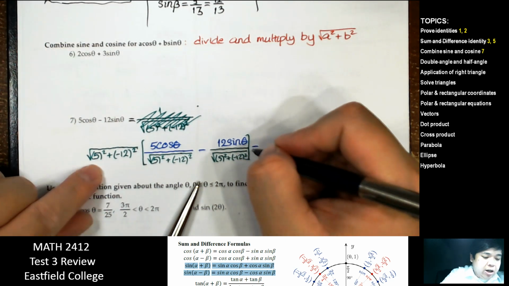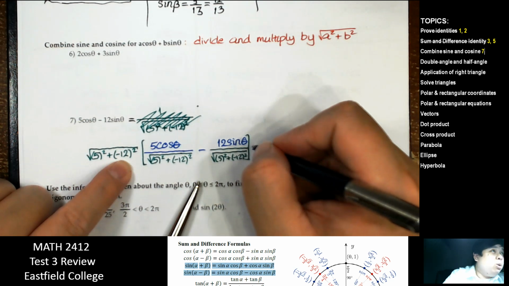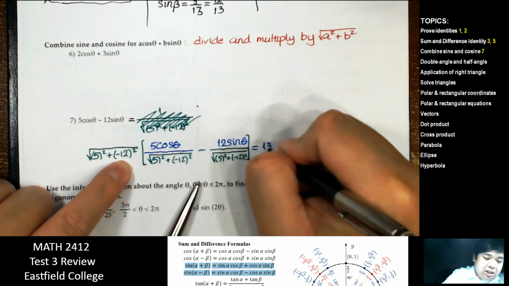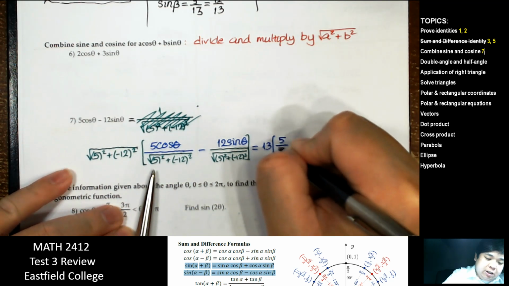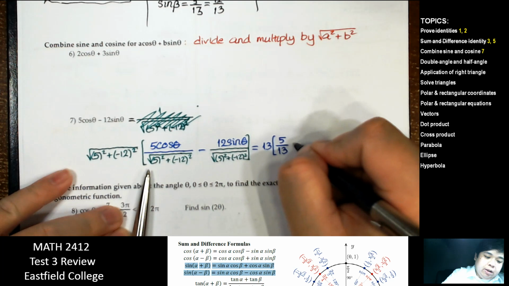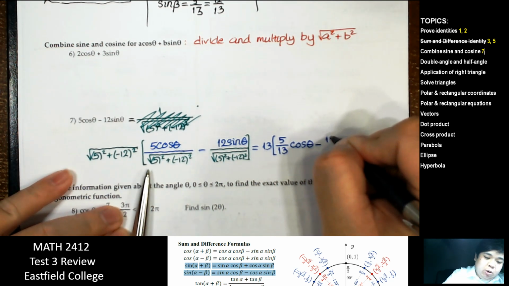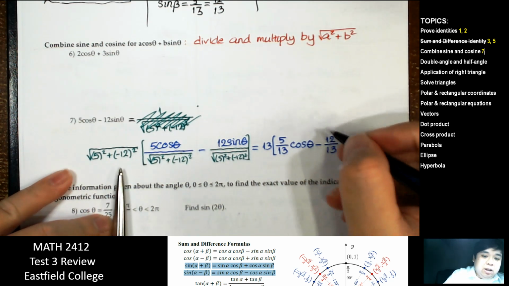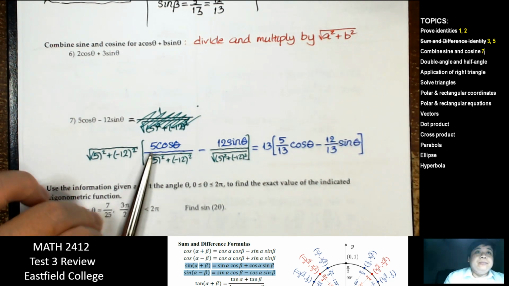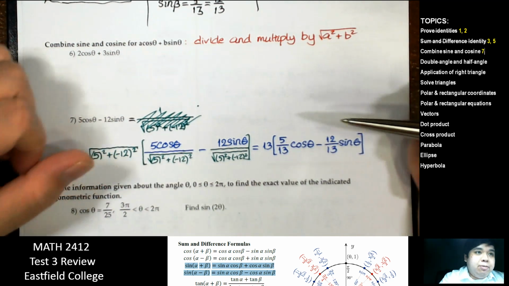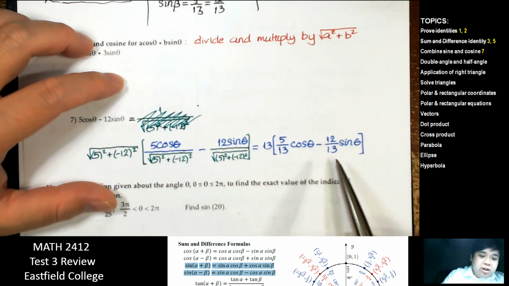So to do that, we will have 25 plus 144 is 169, the square root will be 13, and so we'll have 5 over 13 cosine of theta minus 12 over 13 and then sine of theta. So yeah, we just group the coefficient and we have that.